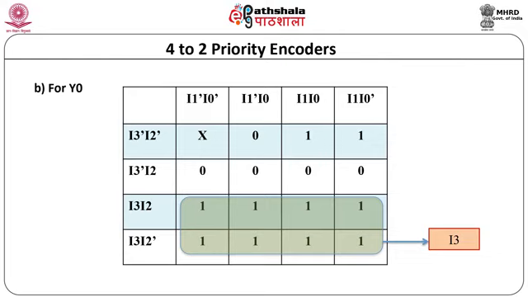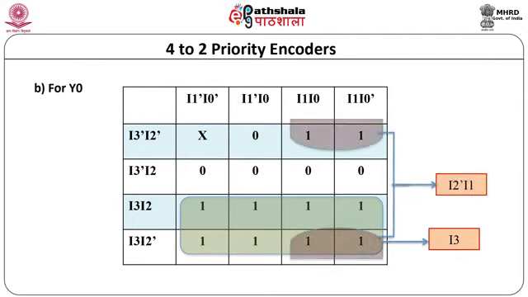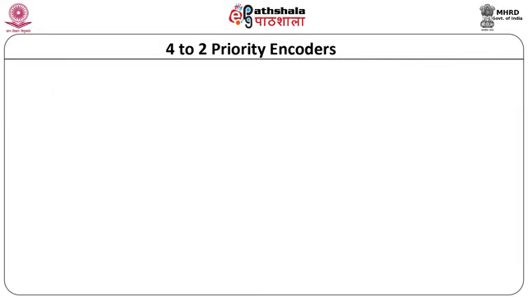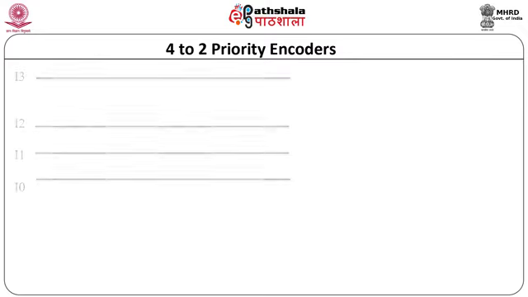From visual inspection of the K-map, it is possible to form another group, that is a quad. This quad provides only I2 bar I1 by visual inspection and eliminates the remaining 2 variables. The remaining unchanged variables are written in the simplest form as Y0 = I3 or I2 bar and I1. Let us draw a logic diagram for the 4 to 2 priority encoder.